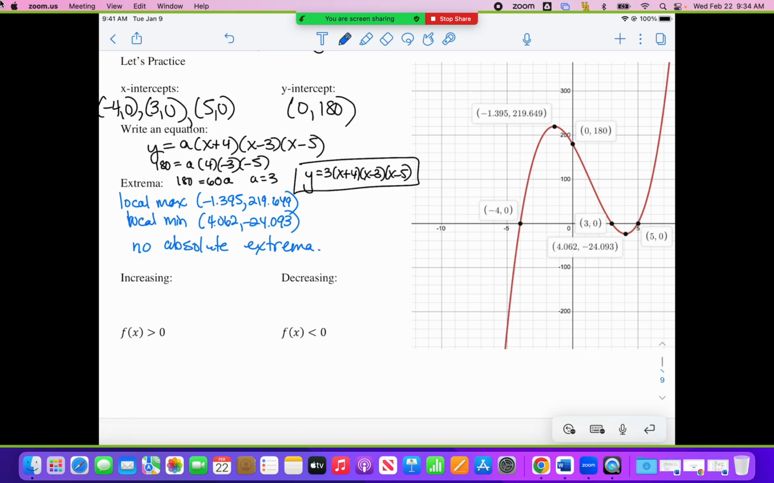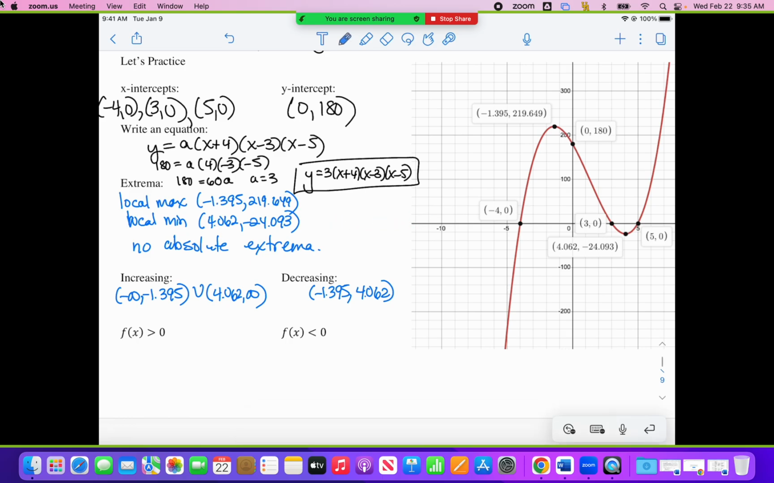So let's write these down using the x coordinates. So this is increasing from -infinity to -1.395. Then it goes and it decreases. Then it turns, and we use the U symbol. Now this negative infinity, okay, this negative infinity is not this negative infinity. It's this negative infinity going to the left, okay?